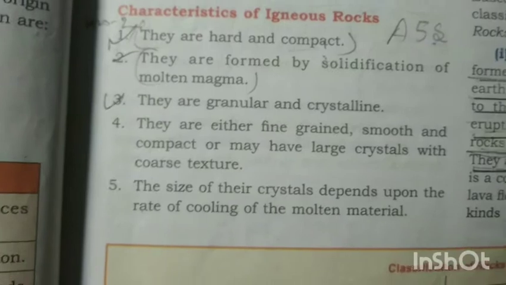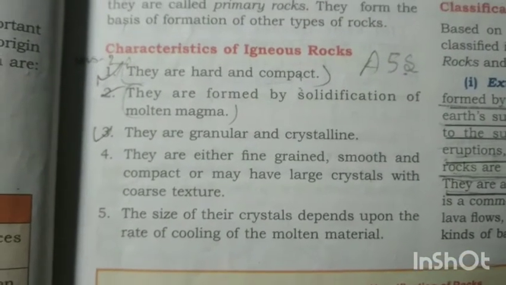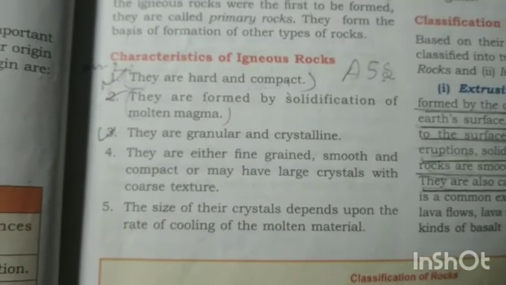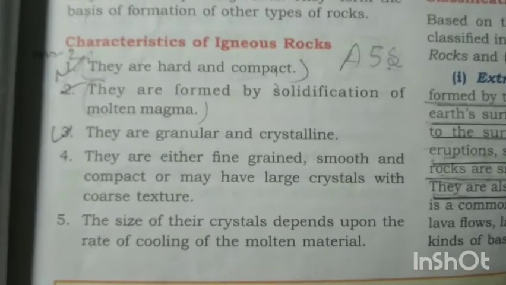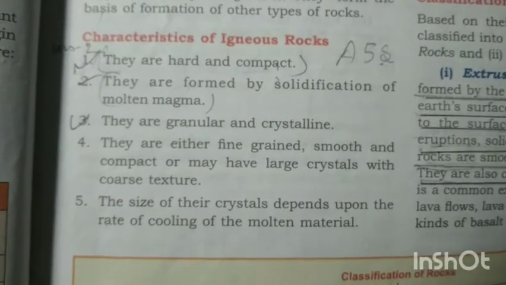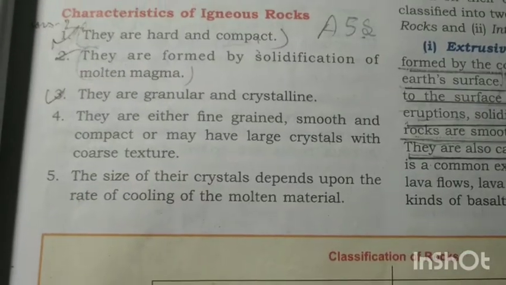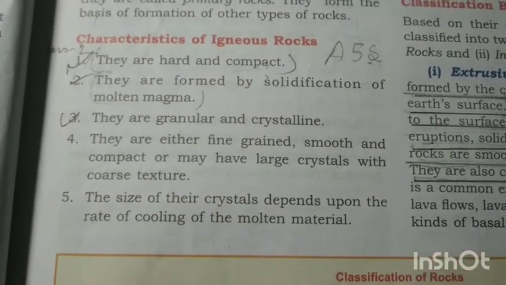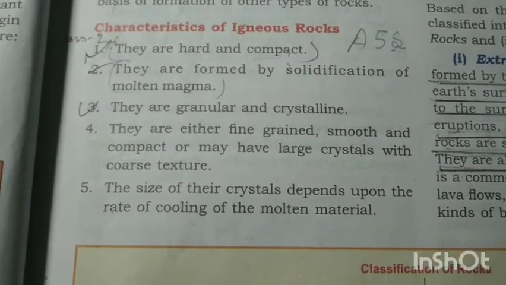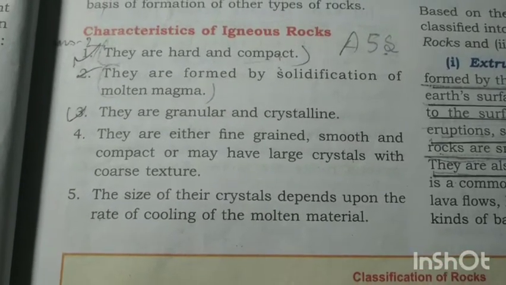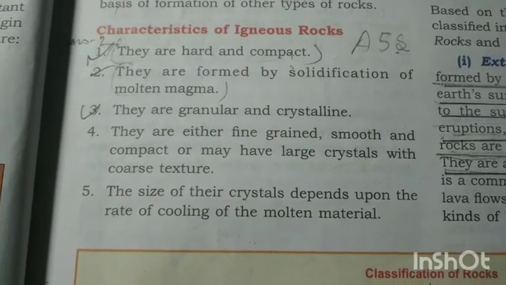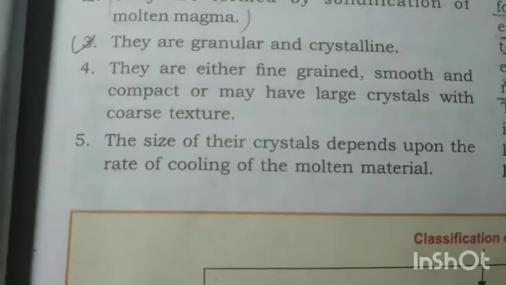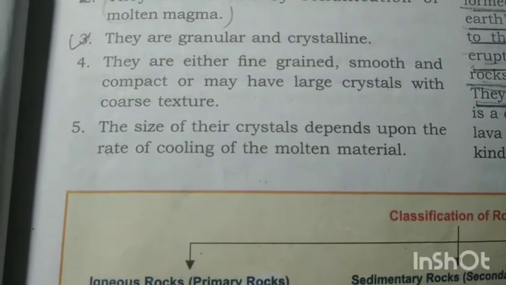Now there are a few characteristics. They are hard and compact. After the magma cools down, the rock becomes hard, and they are formed by the solidification of molten magma, as I told you. And they are granular and crystalline, meaning it is similar to crystal, like it has a crystal-like structure, and granular means small pieces. So they are smooth and compact, and they may have large crystals with coarse texture, meaning rough texture. And the size of the crystal depends on the rate of cooling.